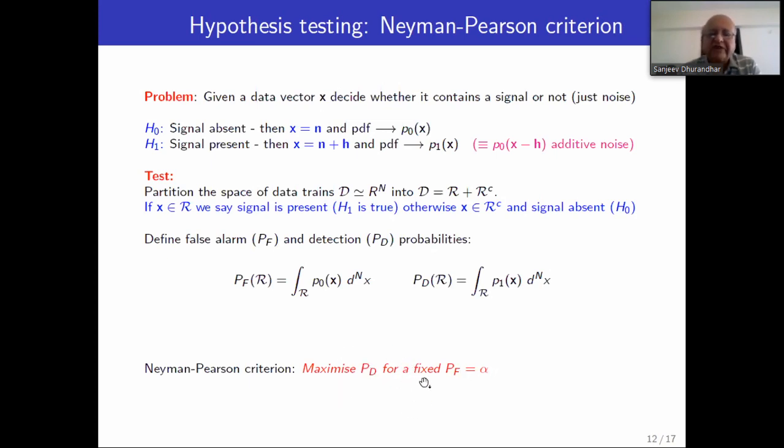Then you maximize PD for that. So that's the best way that you can do this thing. And this is how one can pose the problem for black hole binaries. This is the best thing you can do.